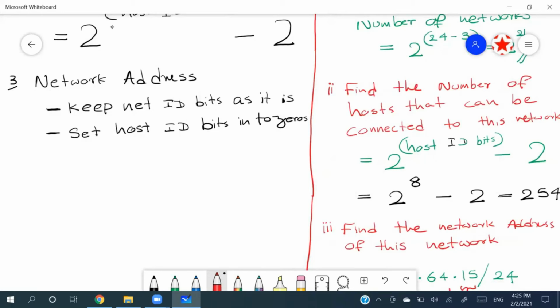Now, network address means the address which defines the entire network.